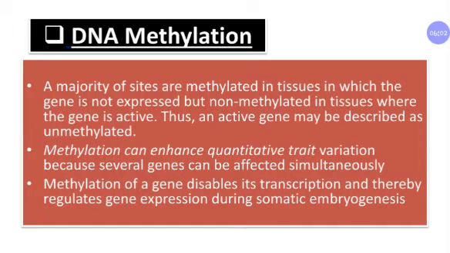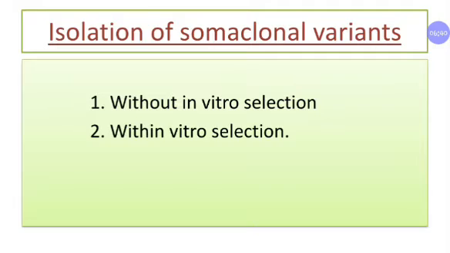DNA methylation. In some sites of the tissues, they are methylated and here the gene is not expressed. But in some other tissues, the sites are non-methylated and the gene is active. Thus, we can say that an active gene is described as unmethylated. It can also enhance quantitative trait variation as several genes can be affected simultaneously. The transcription of the gene is disabled by methylation and it also regulates the gene expression during somatic embryogenesis.